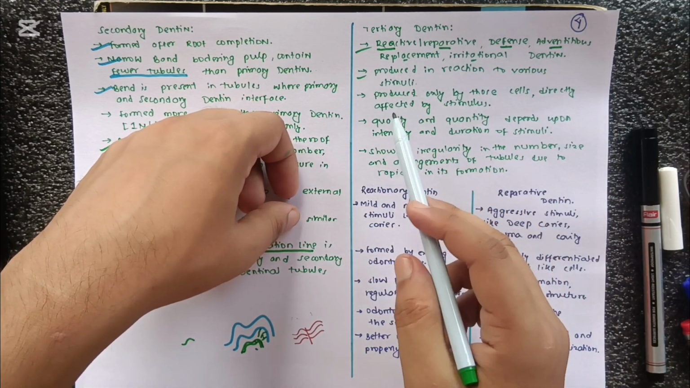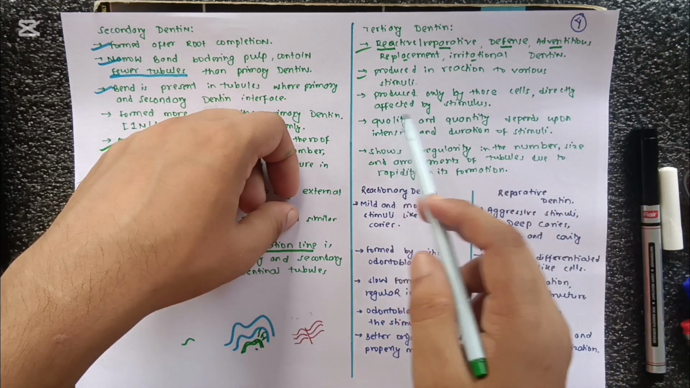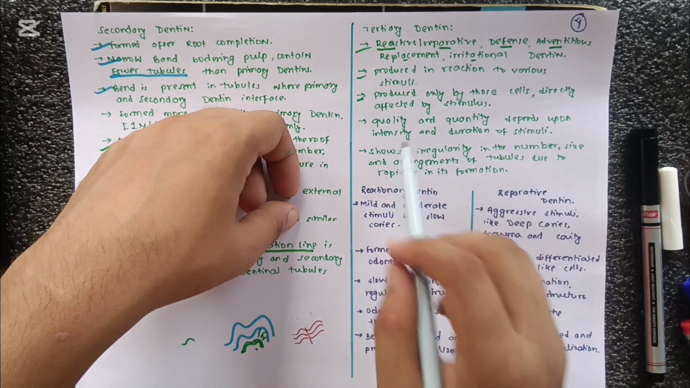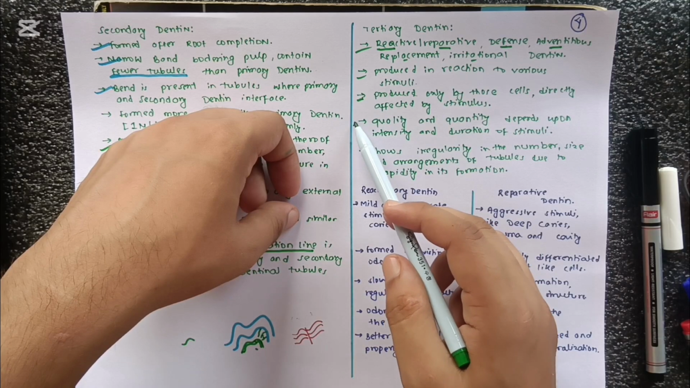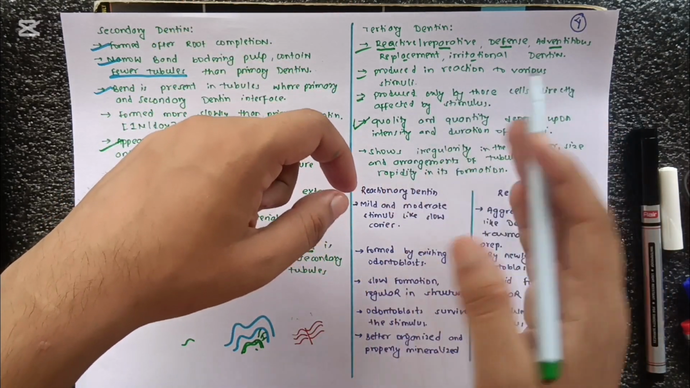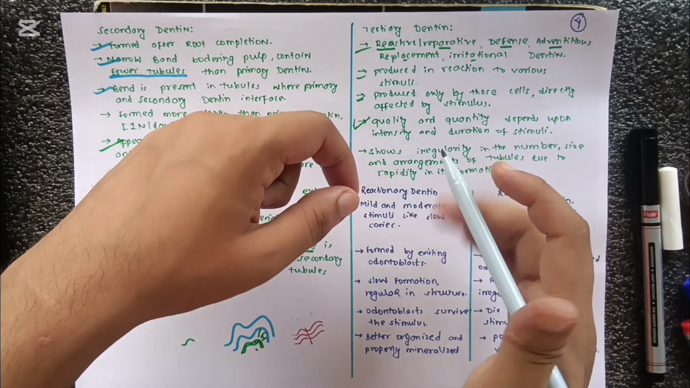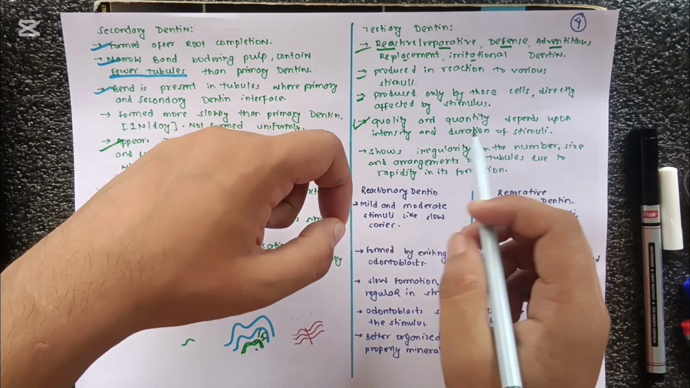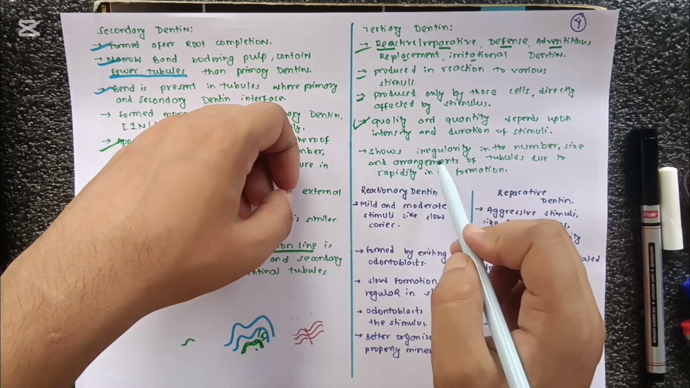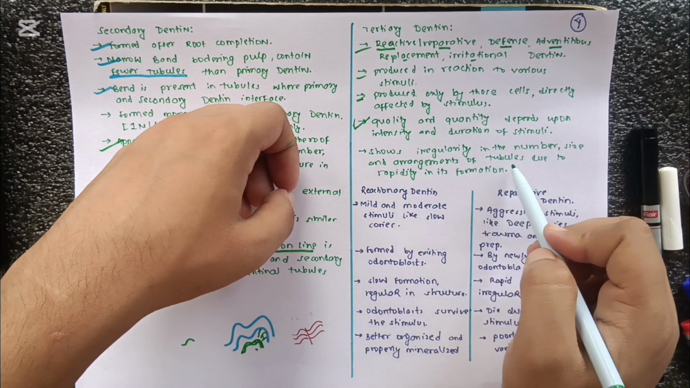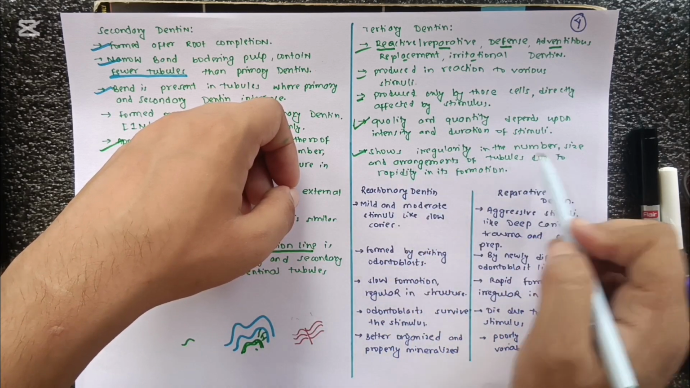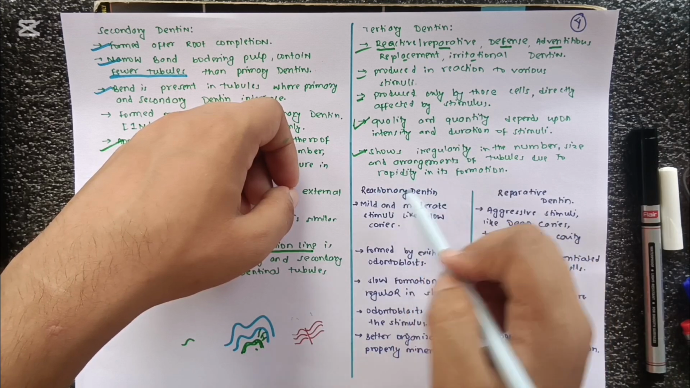As I have discussed earlier, it is produced only by those cells that are directly affected by the stimulus, and its quality and quantity depend upon the intensity and the duration of the stimulus. So this is important to understand here: the intensity and duration of the stimuli determine the quality and the quantity of tertiary dentin formation. It shows irregularity in the number, size and arrangement of the tubules due to the rapidity in its formation.